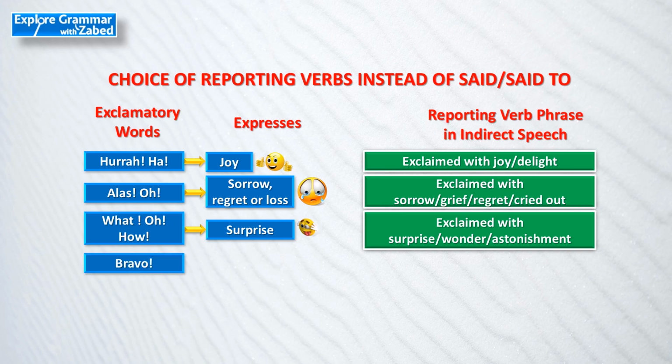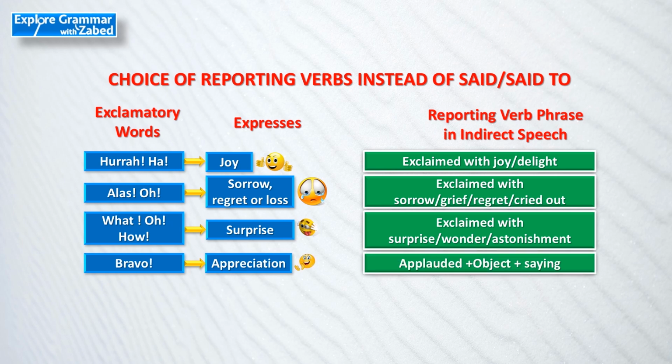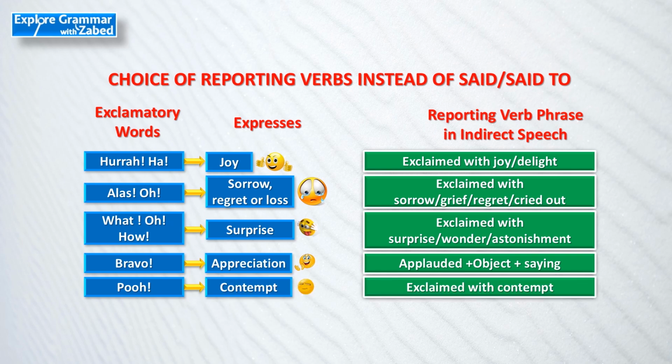If the word is bravo, then the sentence structure is like this: applauded plus object plus saying. If the word is pooh, we change the reporting verb said or said to exclaimed with contempt.